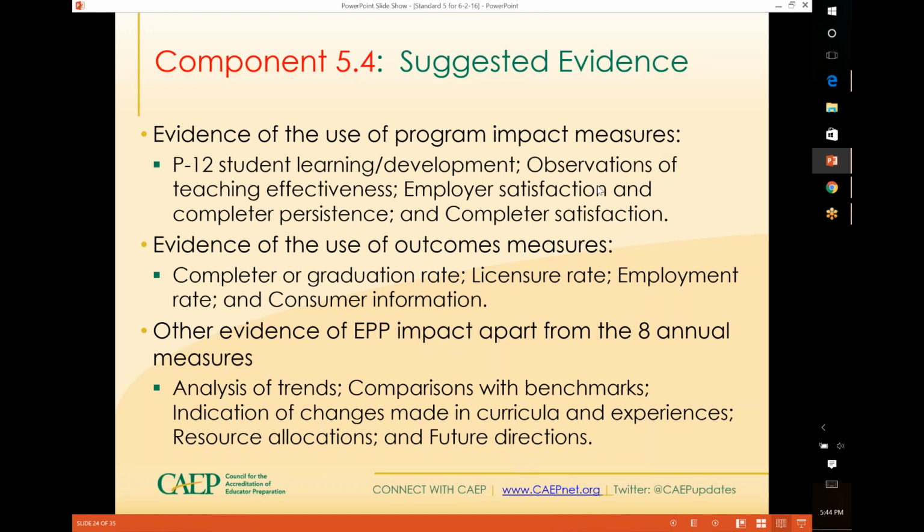I know that many of us have employer satisfaction surveys and completer satisfaction surveys that we may have implemented long ago. Have you been using the data from those instruments? Have you used employer satisfaction to inform completer satisfaction? What kinds of questions have you derived from that, and how have you addressed them? Then there is evidence of the use of outcome measures. These are the measures that appear in the annual report. Program impact and program outcome together comprise the 8 annual measures that appear in the annual report.